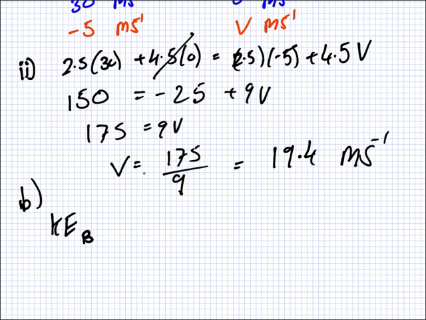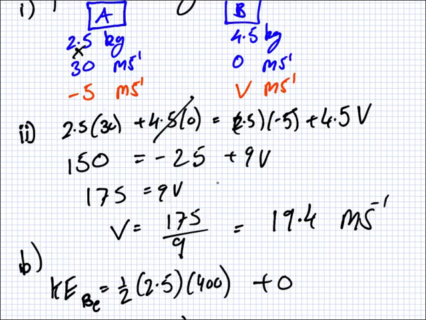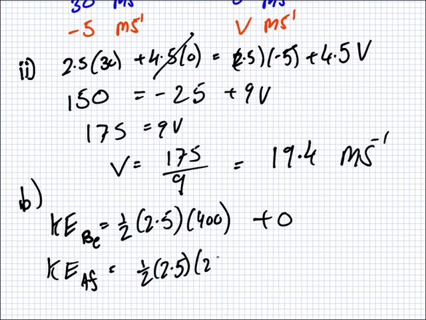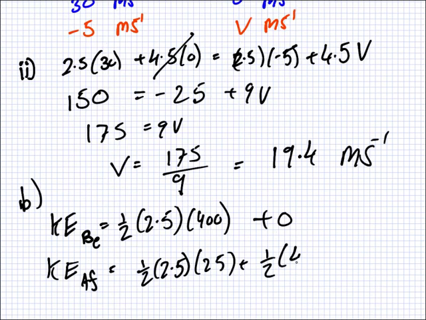Kinetic energy before the collision is a half m v squared plus 0. And then the kinetic energy after is a half times 2.5 times 5 squared, which is 25, plus a half times 4.5 times 19.4 squared.